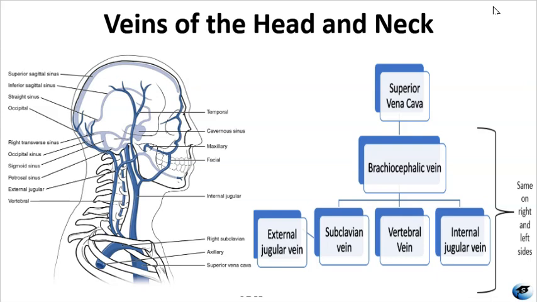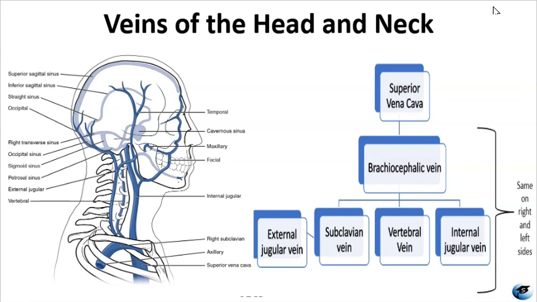The temporal, maxillary, and facial veins also contribute to venous return from the face and scalp, often joining the internal or external jugular veins. And all this venous blood eventually funnels through the right subclavian vein into the axillary vein and ultimately into the superior vena cava, which returns it to the heart.